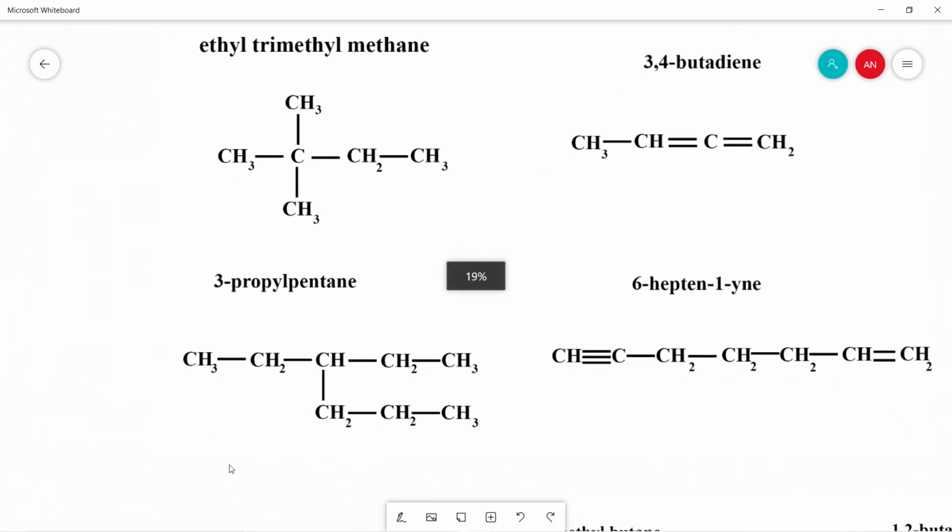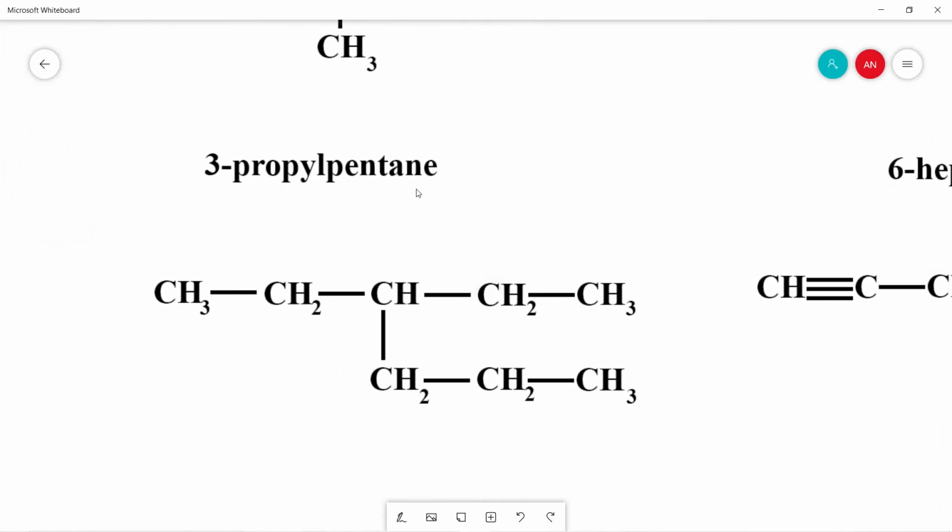Here we see that there is again a mistake of parent chain, as the parent chain can be hexane along with the ethyl radical on the third carbon, but the name given is 3-propyl pentane, so it's of course wrong, because here the parent chain is not the longest chain, right? The parent chain given in the name is not the longest chain, so it's of course wrong. The longest chain here is hexane, so its parent chain is hexane.